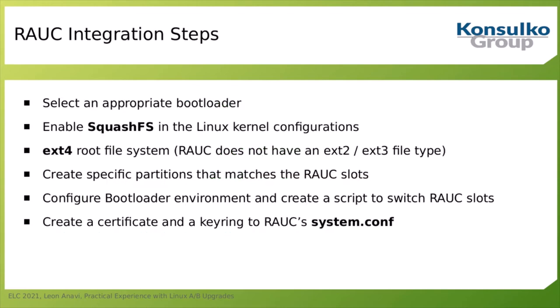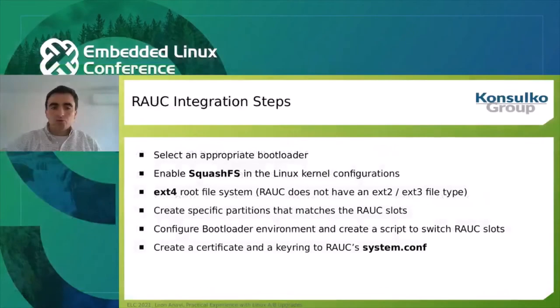In order to integrate RAUC on your embedded device and in your embedded Linux distribution, there are several things that you should do. First of all, you should select an appropriate bootloader. For ARM devices, for example, it's going to be U-Boot, and I have created several examples for this using different versions of Raspberry Pi single board computers. Next step is to enable SquashFS in the Linux kernel configuration, as well as the ext4 root file system, because RAUC does not have any ext2 or ext3 file system type support.